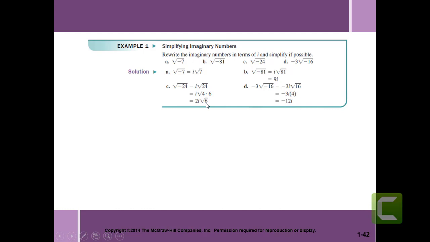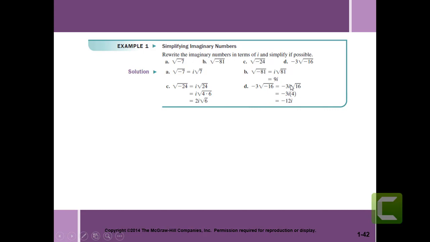And then finally, for part D, we've got this. Now we've got a negative 3 out here. We can ignore that for the moment. What we want to concentrate on is this negative 16. So 16 is a perfect square, so we can rewrite this as negative 1 times 16 under the radical. And then we can use the property of roots, and we can write this as the square root of negative 1 times the square root of 16.